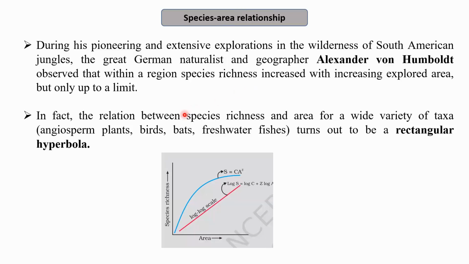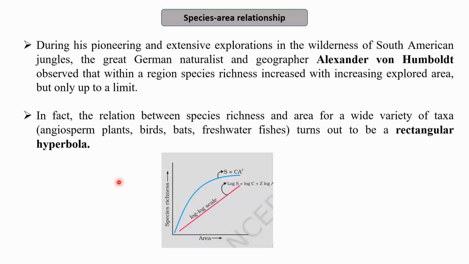In fact, the relation between species richness and area for a wide variety of taxa like angiosperms, plants, birds, bats, freshwater fishes turns out to be a rectangular hyperbola. This is the curve which we obtain when we try to find the relation between species richness and area. One of the important questions is who gave the relationship between species richness and area. The species area relationship was given by Alexander von Humboldt.